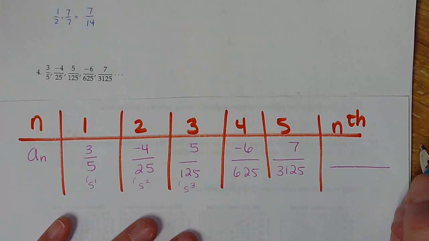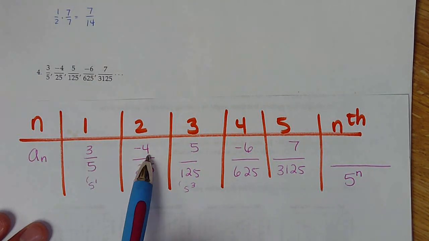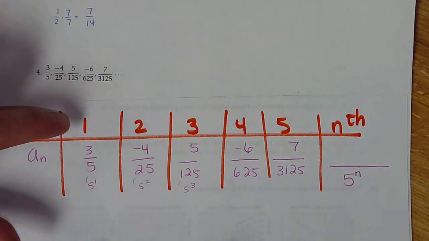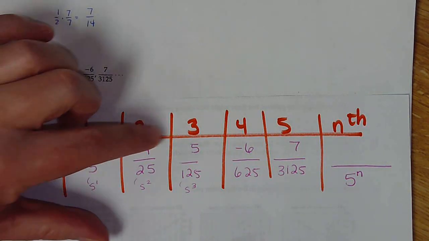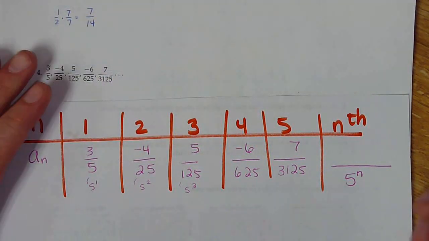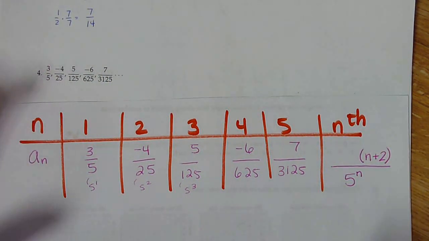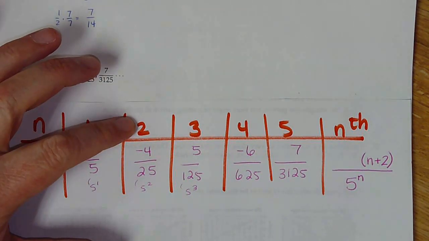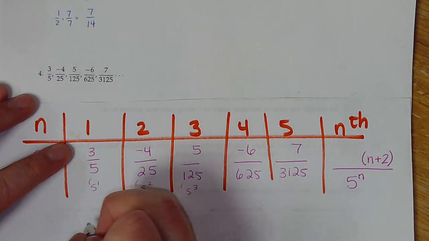Okay, and then I have my numerator to deal with. So I'm going to start by just looking at the numbers, so not the signs, but the actual just numbers. So I have a 3, a 4, a 5, a 6, and a 7. So these are counting up by ones. So when n is 1, I have a 3. When n is 2, I have a 4. When n is 3, I have a 5. So this looks to me like this is n plus 2. Right? So when n is 1, 1 plus 2 is 3. When n is 2, 2 plus 2 is 4. So that looks good. Then the last thing I have left to deal with is the signs in the numerator.